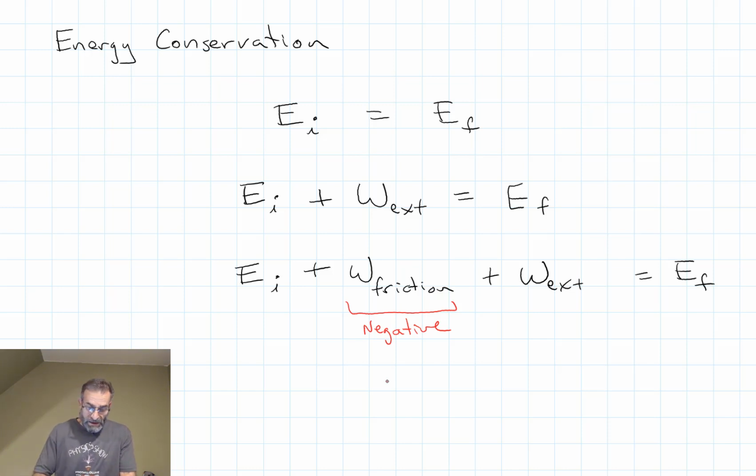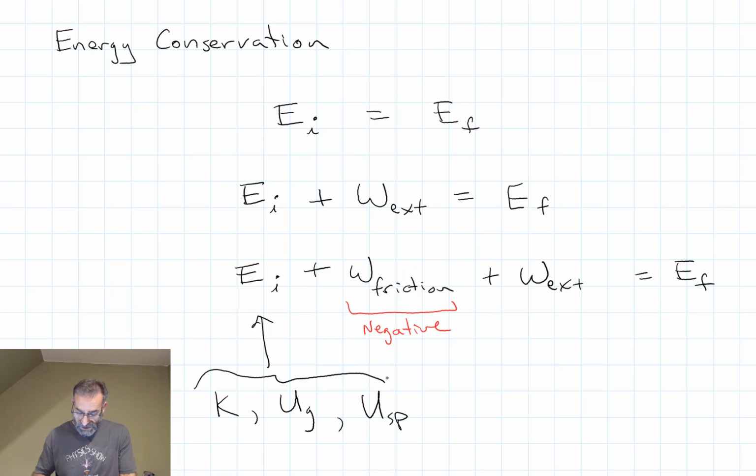And what do I mean by mechanical energy? Well, in physics 4A, we know about three kinds: kinetic energy, gravitational potential energy, and spring potential energy. So anytime you see mechanical energy, this E, it means it's going to be any one or all three of these: kinetic energy, gravitational potential, or spring potential energy.